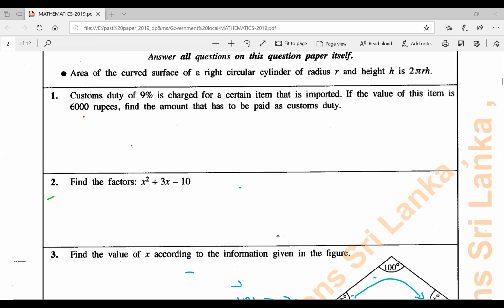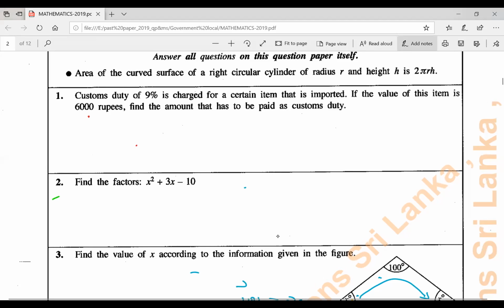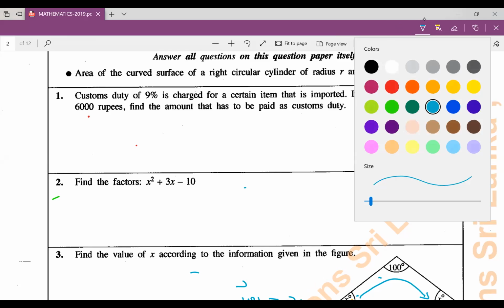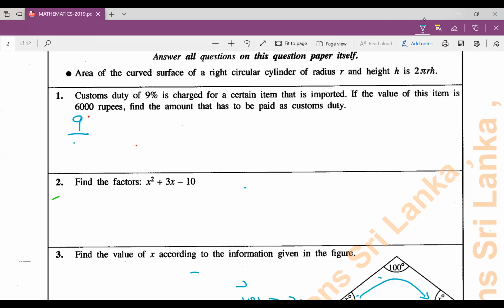So we know 9% means it is a fraction, 9 over 100. 9% is charged for the item, so 9% of the item is going to be the duty. So the duty is going to be equal to 9 over 100 of the item.